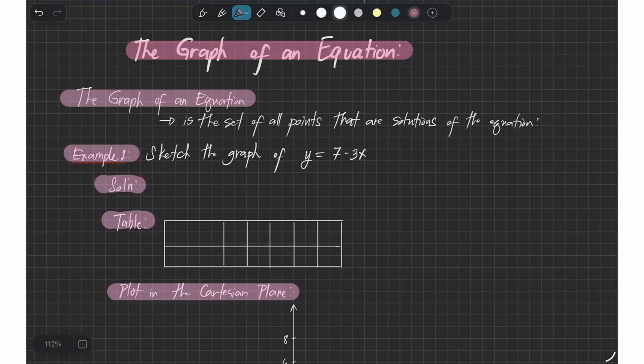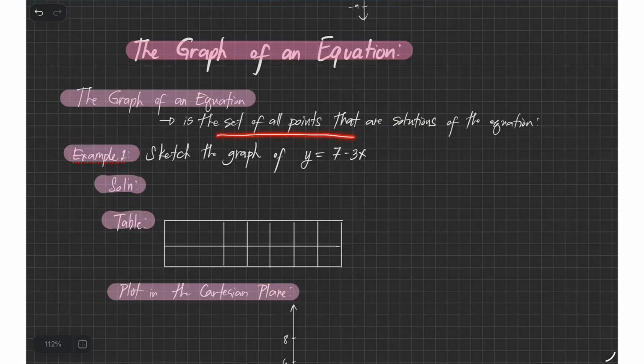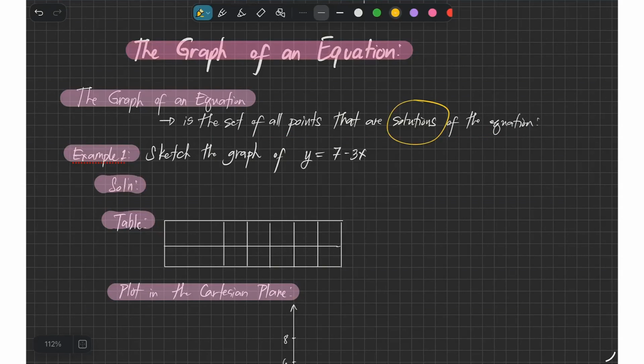Welcome back to our subject, and in this video we'll be learning the graph of an equation. The graph of an equation is a set of all points that are solutions to the equation. So ang pinaka-importanting word po dito ay ang solution. Kaya tinatawag po ito minsan sa ibang aklat na solution set of an equation. Okay? But anyway, hindi po tayo magsosolve dito ng equation, kundi mag-graph po tayo ng equation.